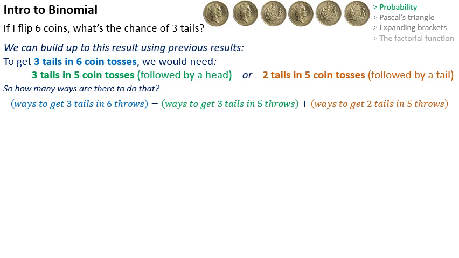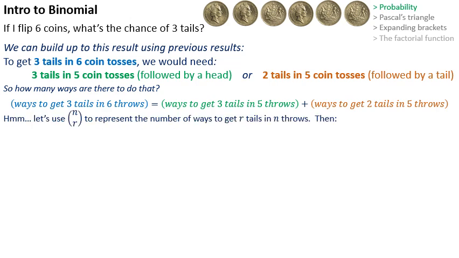So how do we work those out? Well, luckily, the way we broke down the 3 tails and 6 throws can be broken down itself, so each of those terms can be written more simply. But it's a little verbose to write it out like this. So let's make up some notation.